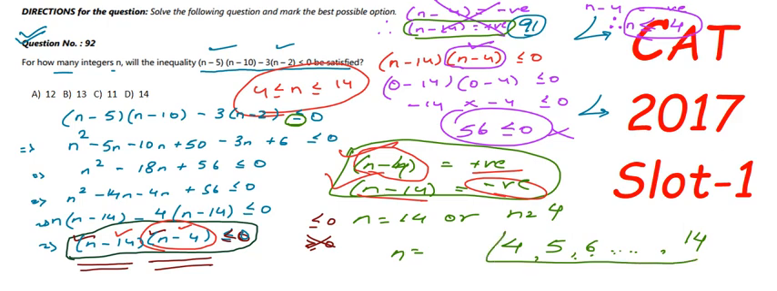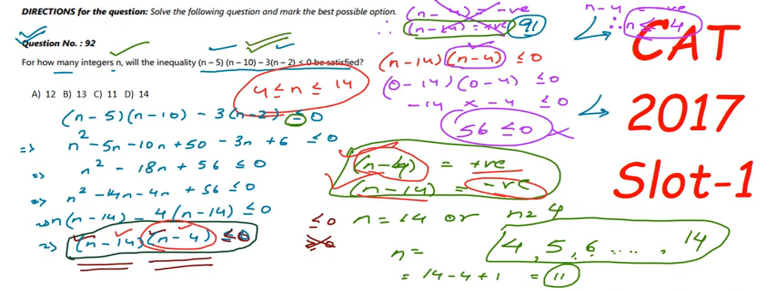So the total number of possible numbers is 14 minus 4 plus 1, which is the total number of numbers in a series. We have 14 minus 4 plus 1, which is 11. So this is the total number of possible numbers for our n. So how many integers n? So 11 numbers we have in place of n for this equation to be satisfied. So let's check the answers. Option C matches with our answer, hence option C is the correct answer to this question.